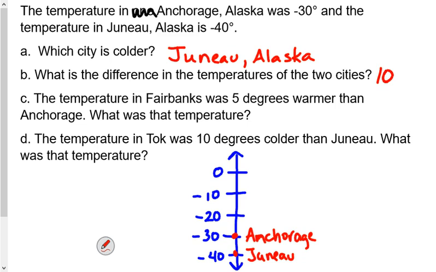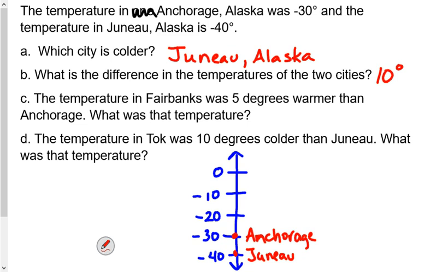So 10 degrees. Notice we don't need to say it's positive 10 or it's negative 10. It's not really asking us that. It's just saying how far apart are they. So this goes along with that idea of absolute value. We don't need to give it a negative or a positive. We just want to know the distance between them. So whether we count it up or we count it down, either way, it's 10 degrees.